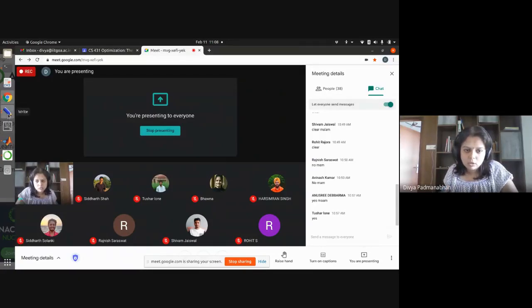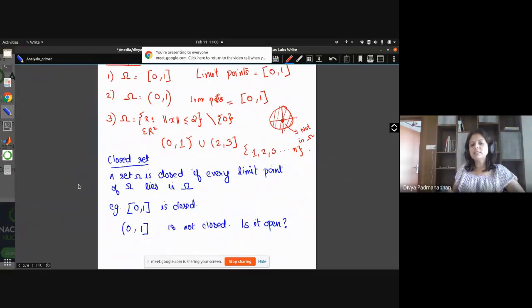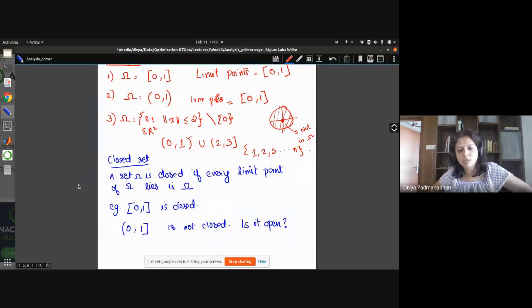Yeah. So now coming to closed sets. Closed sets are those sets for which the set of all limit points is exactly the entire set. Okay. So every limit point lies in that set. So 0, 1 closed, this closed interval, that is a closed set. Now this is not a closed set, this open 0 and closed 1. Because 0 is also a limit point of this set, but it's not part of the set.